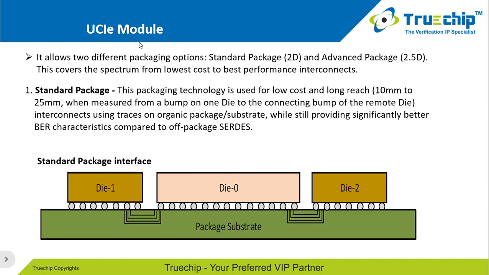So here is the UCIe module. This allows two different packaging options: the first one is standard package and the second one is advanced package. The standard package technology is used for low cost and long reach, which interconnects using traces on organic package substrate while still providing significantly better BER characteristics compared to off-package SerDes. So this is the standard package interface.